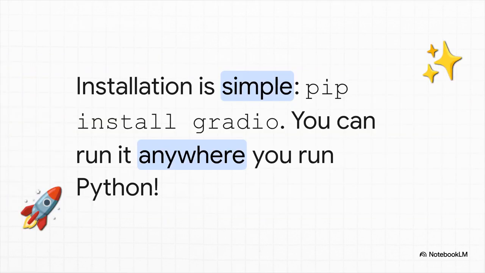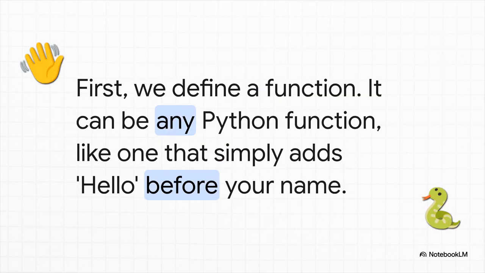And getting started? It's exactly as easy as you'd hope. It's just a regular Python package, so you just do a pip install Gradio. That's it. You can do this on your laptop, in a Jupyter notebook, Google Colab, wherever you're already running your Python code. All right, let's dive in.